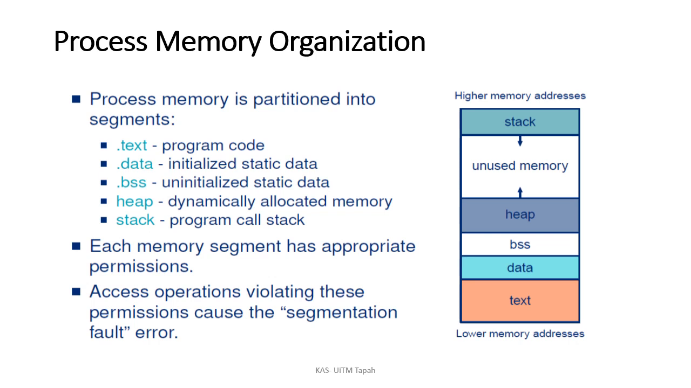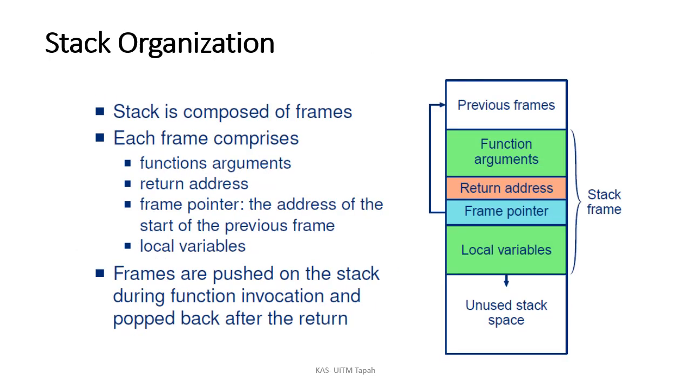Alright, so what happens is each memory segment has appropriate permission. So an access operation that violates this permission causes a segmentation fault error. So when there is a fault error, it hits here or goes beyond the subscript, so it will cause an error. This error is what makes it possible to compromise. For example, in stack organization, this is your previous frame, and this is your return address, your pointer, your variables, all for your code.